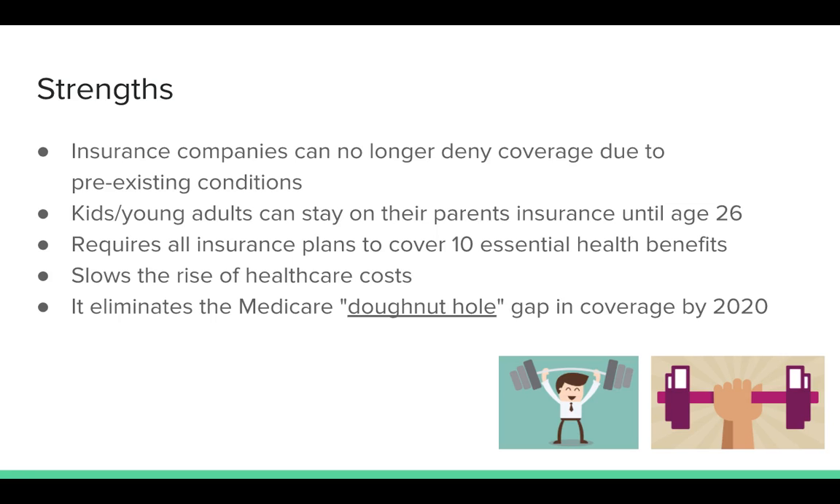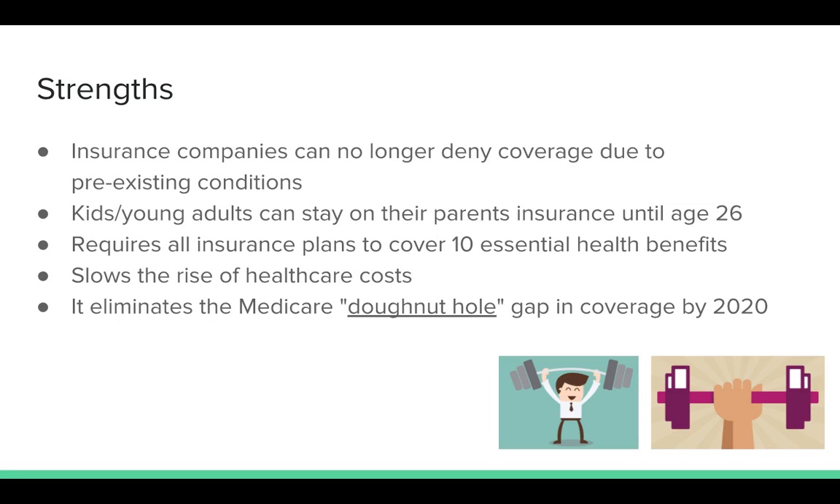All right, here are some strengths of the bill. The first one is insurance companies can no longer deny coverage due to pre-existing conditions, like just stated previously. So they basically can't drop them or raise premiums if the beneficiary gets sick. Also, kids and young adults can stay on their parents' insurance until age 26, once again, like mentioned before, which is seen as a strength to many.